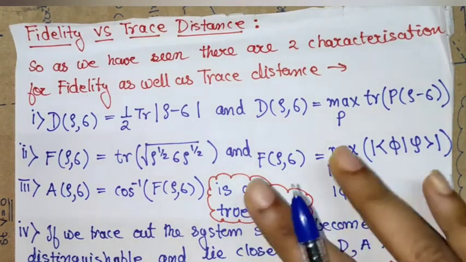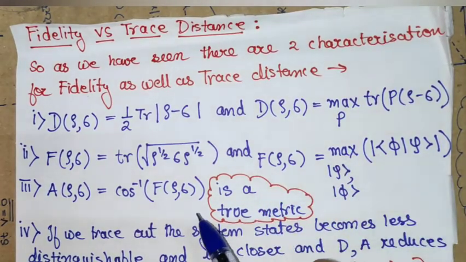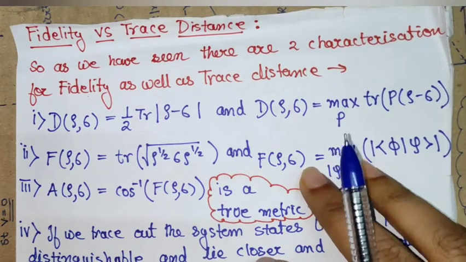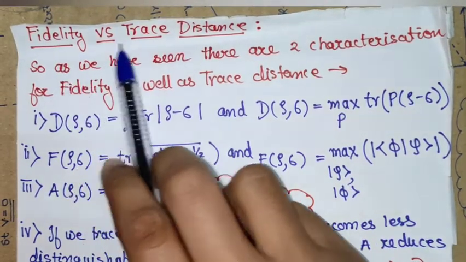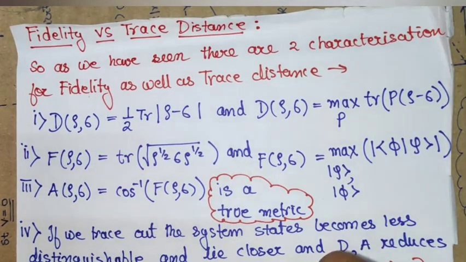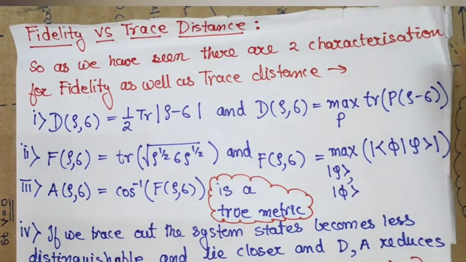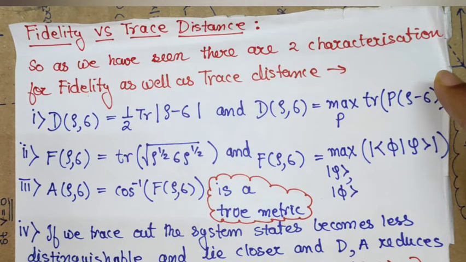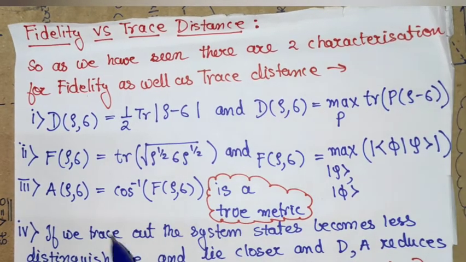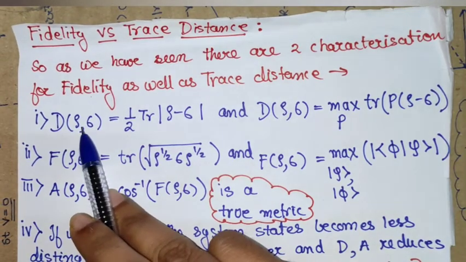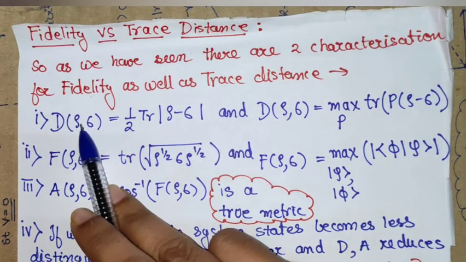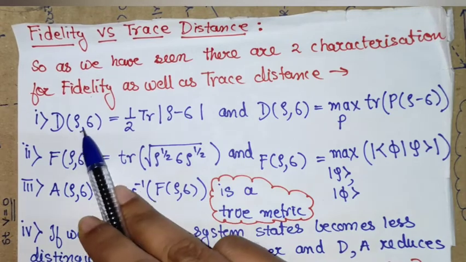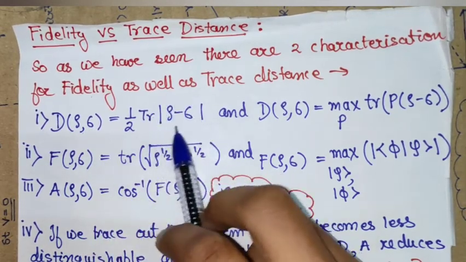In this video we will be continuing the discussion on fidelity and trace distance. We have already started the discussion and we have almost ended it. So this video will summarize all the discussions of fidelity and the trace distances. We saw that the trace distance between two states or two density matrices is given in this form.